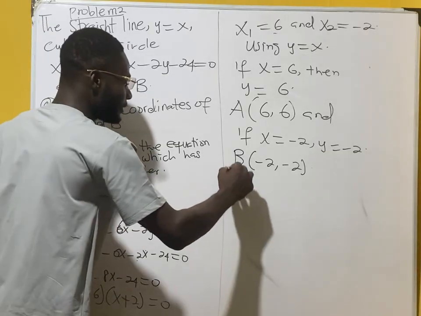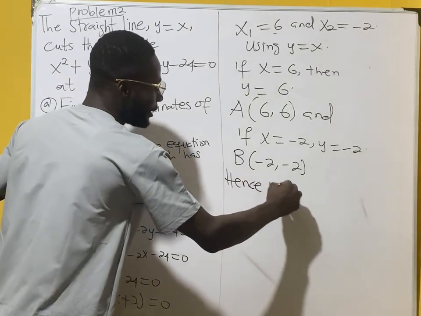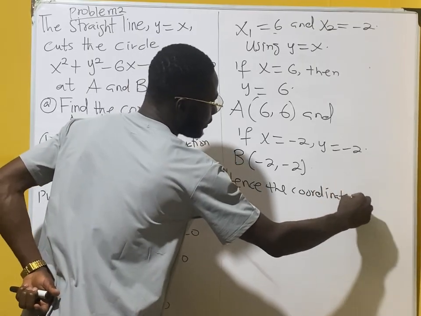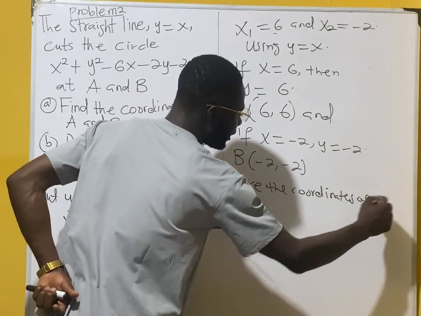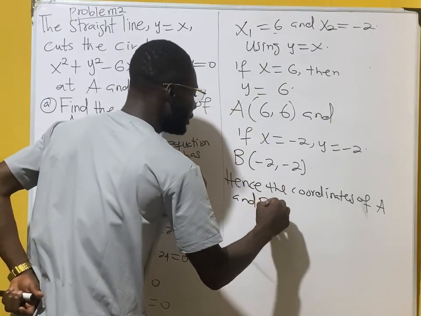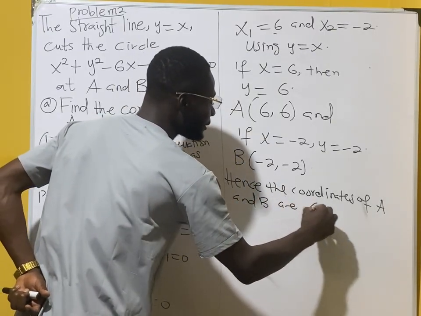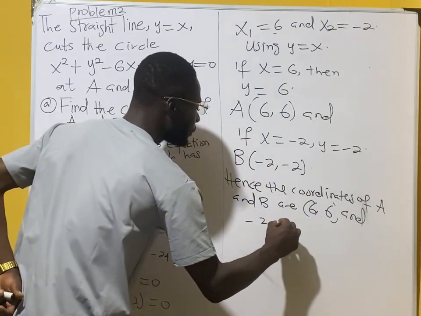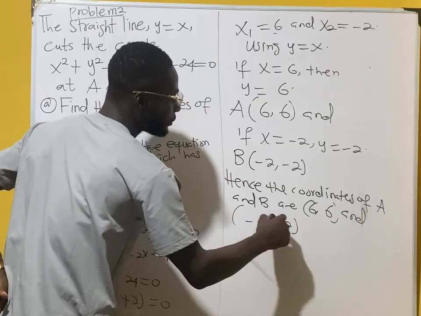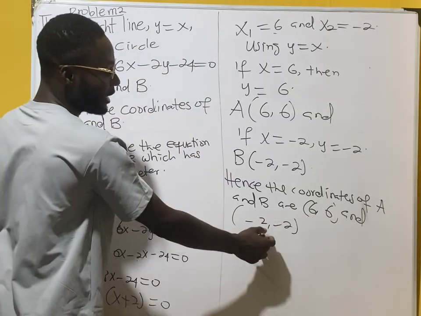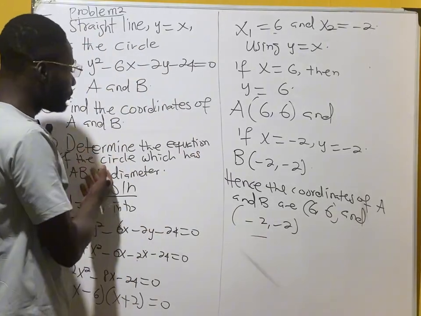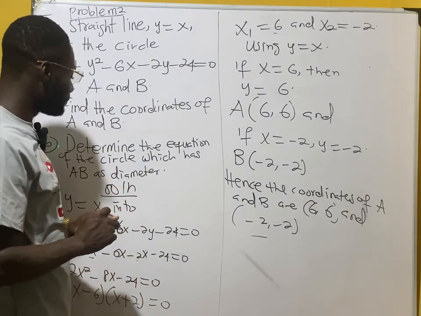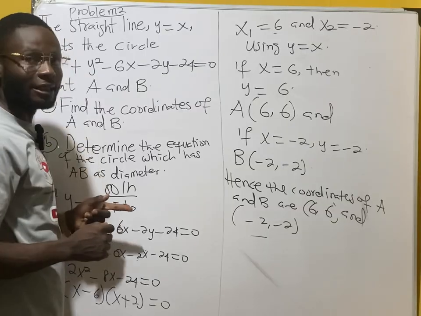So hence the coordinates of A and B are 6, 6 and also -2, -2. So we have the first part of the question. Let's move to the second part of the question, where we are asked to determine the equation of the circle which has AB as the diameter.